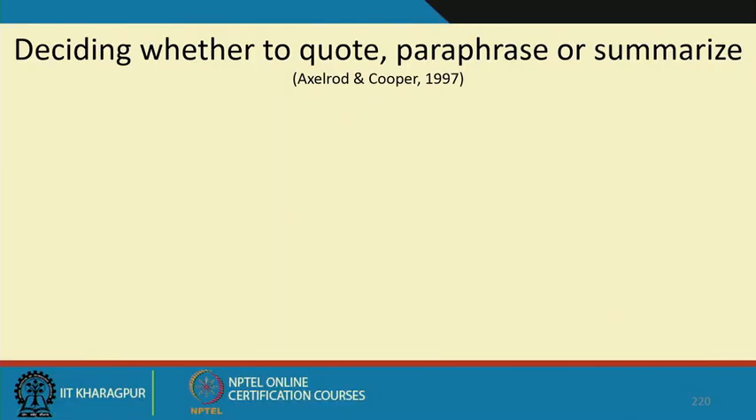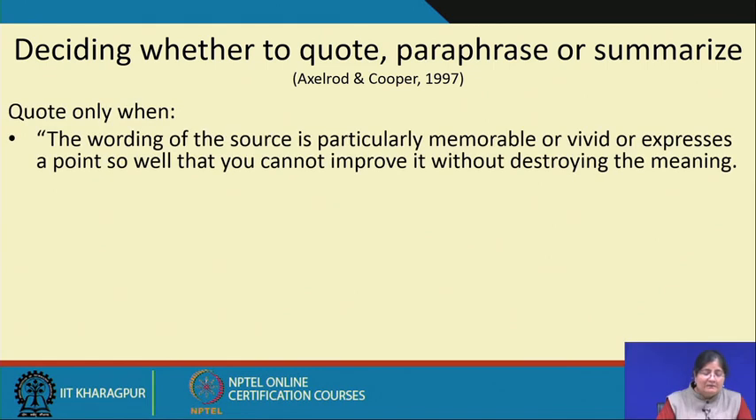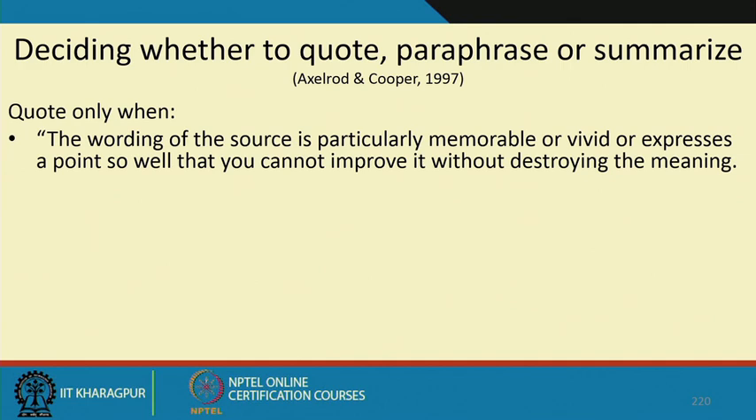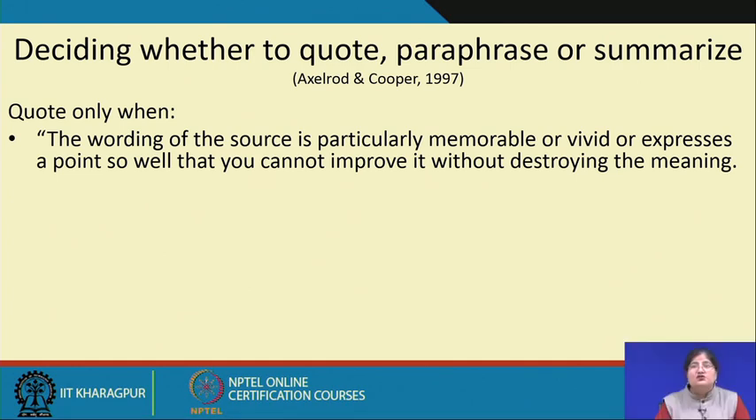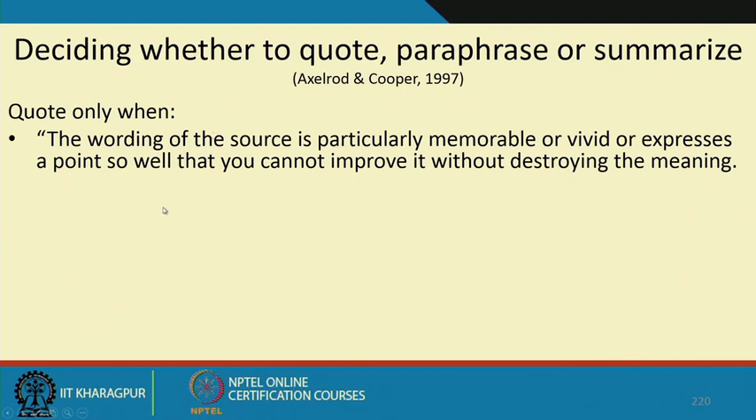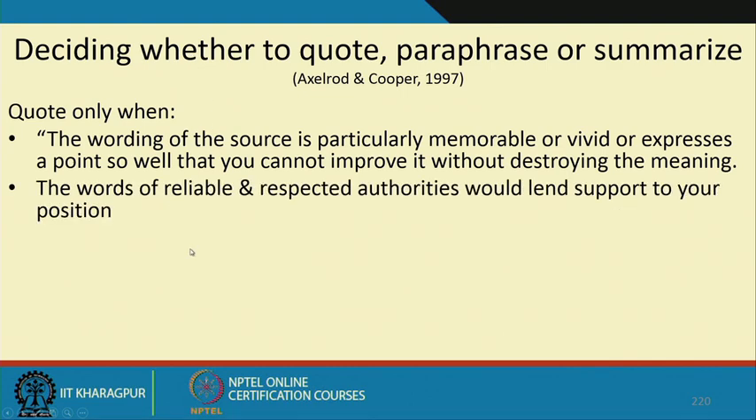Now, how do you decide whether to quote, paraphrase or summarize? This is from a book by Axelrod and Cooper, a book that I used for my PhD work. Quote only when the wording of the source is particularly memorable or vivid, or expresses a point so well that you cannot improve it without destroying the meaning. So, it's crisp, it's direct, it is useful and it's to the point. The words of reliable and respected authorities would lend support to your position. So, it has been said by somebody.